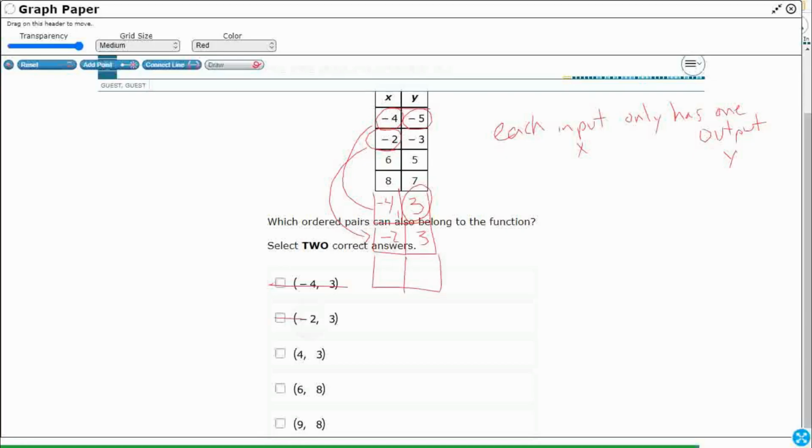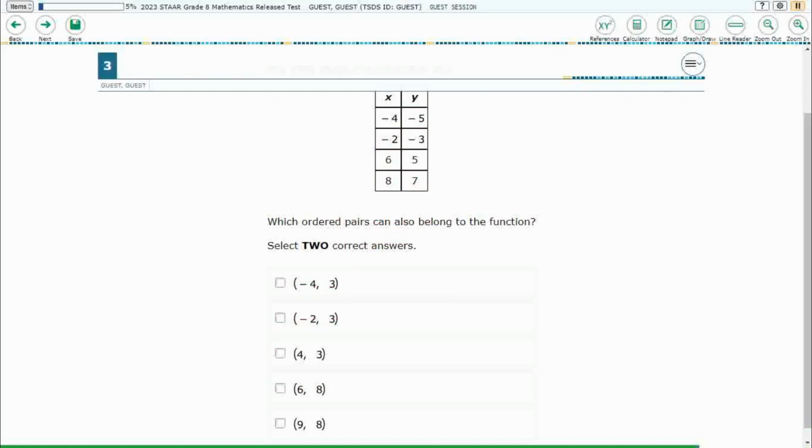And so I've got 4, 3. I don't see a 4, 3 repeating, so that's going to look good. And then I'm going to have a 6, 8. Well, I've got a 6 right here, repeating with a 6 right there, so I can't have that. Then I've got a 9, 8. So if we know that a function means that each x can only have one y, each input only has one output, very simple. So my answers here are going to be the 3rd and the fifth choice.